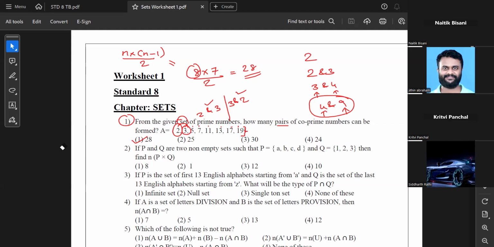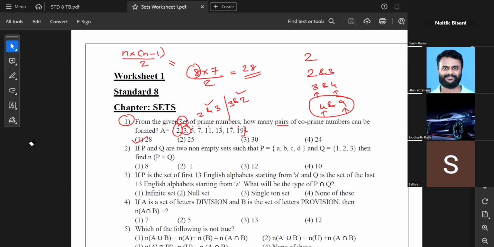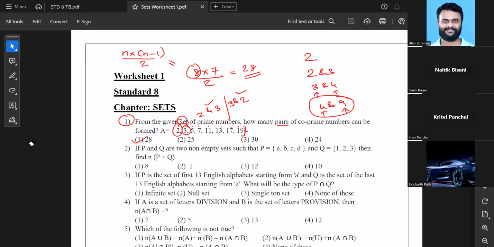Okay? So you got this formula using permutation and combination, right? Yes, absolutely. Sir, explained the logic also. Yes, Siddharth, tell me. Sir, if it is not necessary that in co-prime numbers the numbers should be prime, then why is it called co-prime?